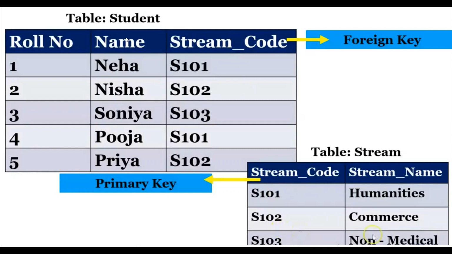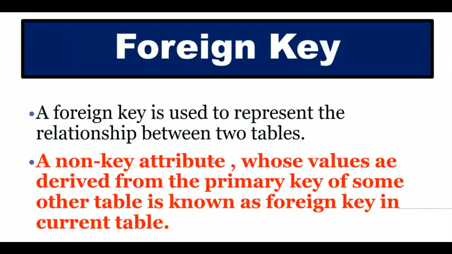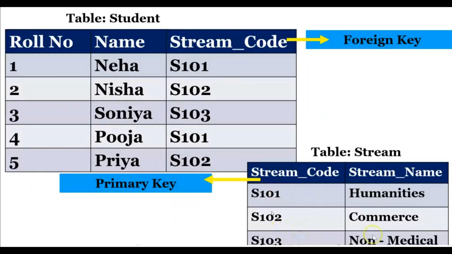But in table student the primary key is roll number because stream code is repeating again and again. Names can also repeat. So who is the primary key in student? Roll number. But this stream code is the primary key of some other table, so what will it become in this table? Foreign key. Go through the definition once again. Those values which are derived from primary key of some other table are known as foreign key. So I hope you have understood this. The relation between two tables will have foreign key as well as primary key.